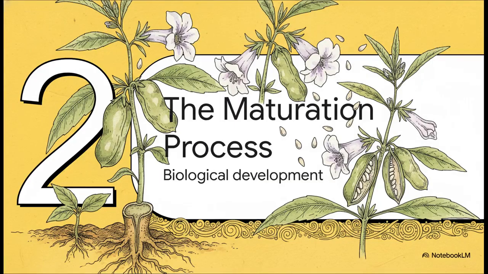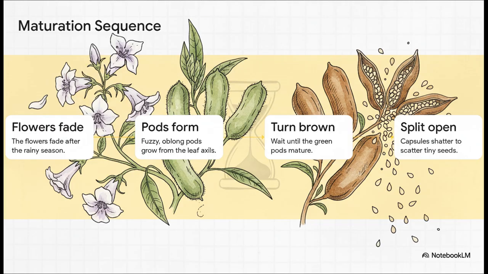Moving right along to Section 2, the maturation process. So how does this actually play out? Here's the exact biological sequence. First, the beautiful flowers fade, making way for those fuzzy, upward-pointing pods we just talked about. Then begins what Ang calls a waiting game. We basically just wait for those green pods to eventually turn brown as they mature. And finally, the pods naturally split open, an action that's actually known as shattering. It's this brilliant, step-by-step progression from a delicate flower to a really dramatic mechanical opening.